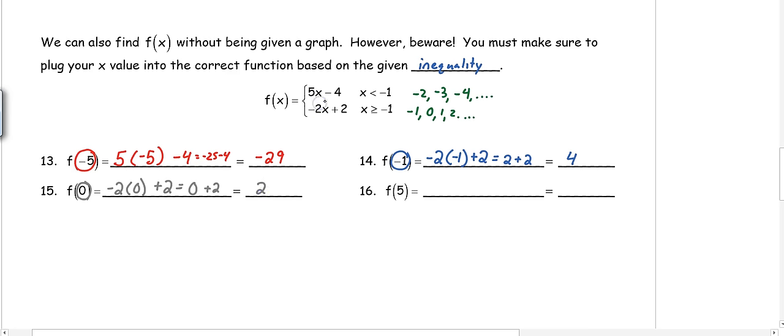Our last equation is f of 5. So 5 is greater than -1, so we're going to use our second equation again. -2 times 5 plus 2 gets us -10 plus 2, which is equal to -8.